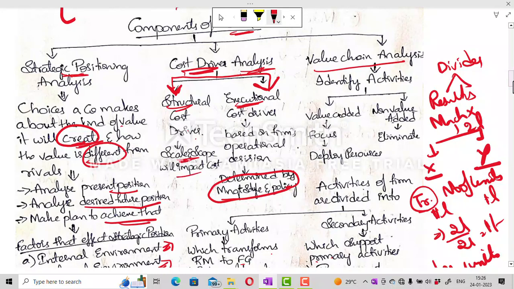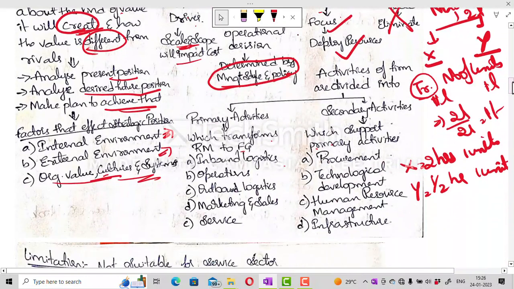When coming to the value chain analysis, we need to identify the activities and divide them between value added and non-value added activities. Value added activities should be given more focus, and we should invest all our resources here. Non-value added activities, we should eliminate completely from the process. But before that, activities are divided into two categories: primary activities and secondary activities.